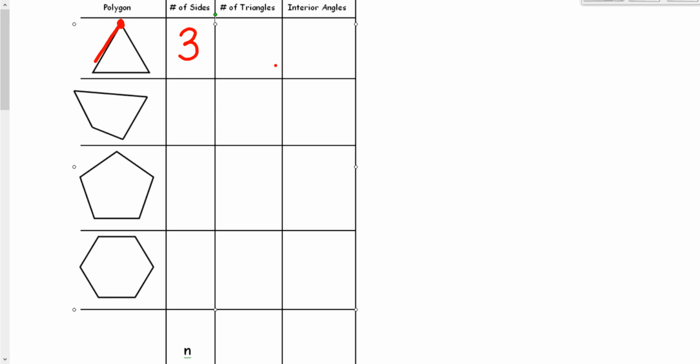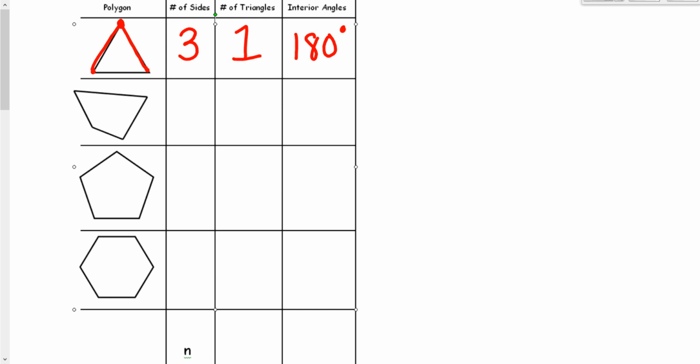Well, here and then here. So there are no real diagonals in a triangle. So only one triangle is being formed. And what is the sum of the interior angles? Well, the sum is 180.